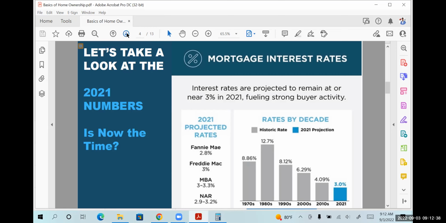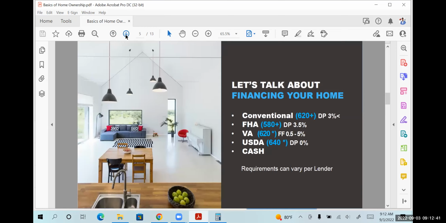Absolutely. So now we're going to talk real quick about different types of home finance. Credit scores and all those things may vary per lender, and I'm going to have Mr. Aaron talk about these different types of financing, who they're for, and what the possibilities are. I know everybody's concerned about credit score. You know, what type of credit score do I need for FHA, whatever. Okay, he's going to hit on those things.